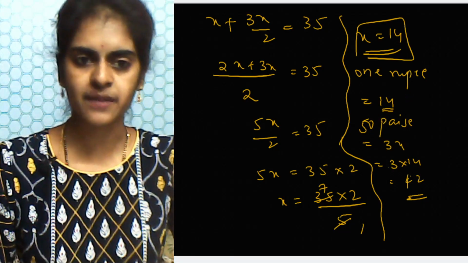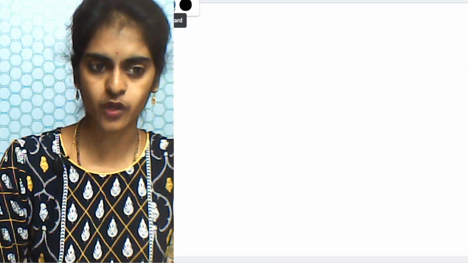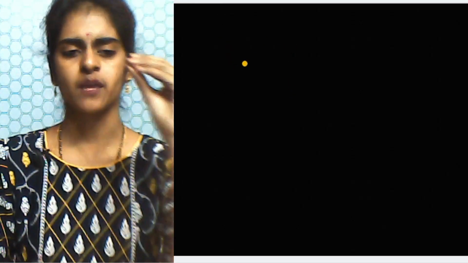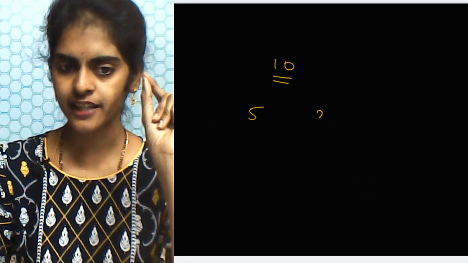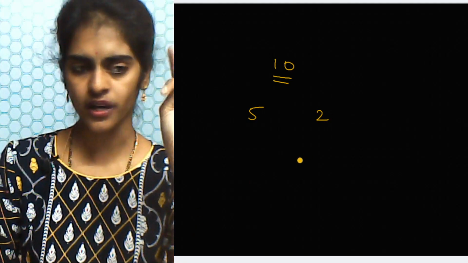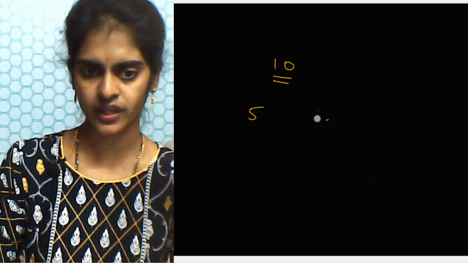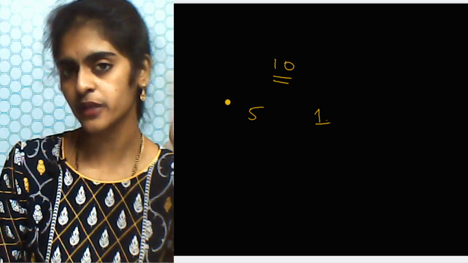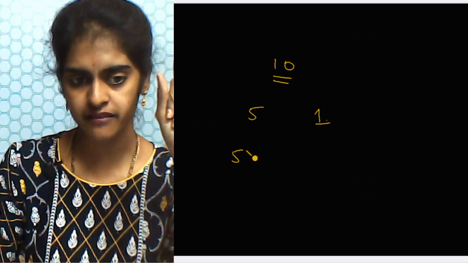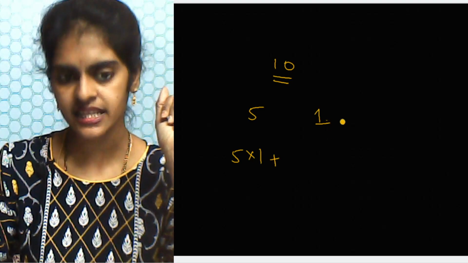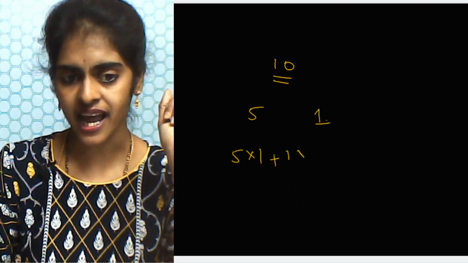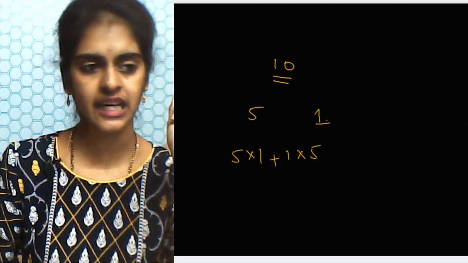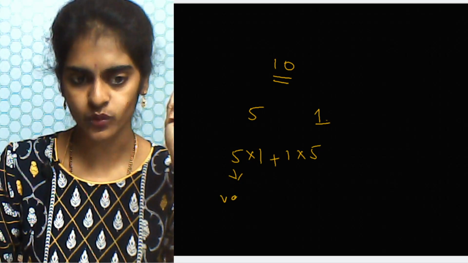Okay, so simple. Let me give you one example to understand this problem even better. Suppose you have 10 rupees with you, and out of 10 rupees you have 5 rupee coins and 1 rupee coins. So how many 5 rupee coins will you have? You will have one 5 rupee coin, plus how many 1 rupee coins? You will have 5 1 rupee coins. So this is 5 rupees, the value is 5 rupees.